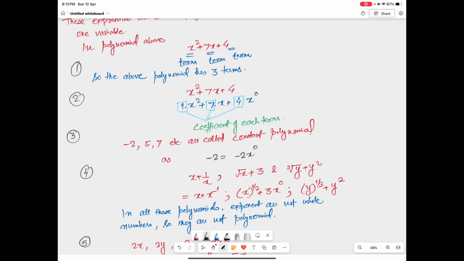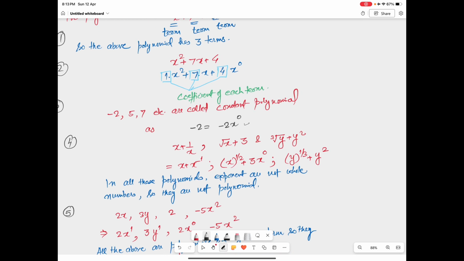Now the third property: minus 2, 5 and 7. These are all numbers, and we call them constant polynomials. I can write minus 2 as minus 2 into x to the power 0, if I have to write it in the form of a polynomial. But this is a constant polynomial whose value is minus 2.